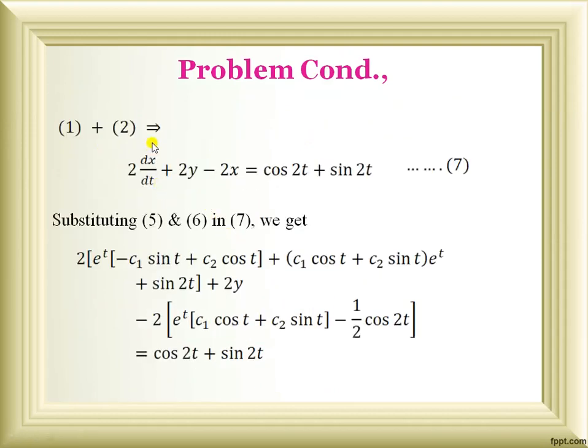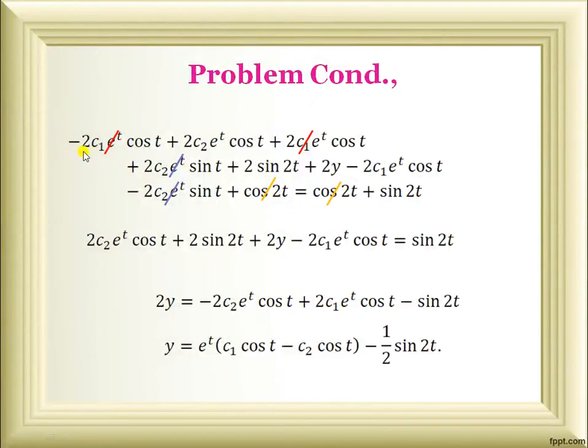Okay, I'm adding 1 and 2, that gives 2 times of Dx. Dx means dx by dt, plus 2y minus 2x is equal to the first equation RHS value cos 2t, second equation is sin 2t. This is our addition value of the given two equations. Now I'm replacing dx by dt as well as the x value in this particular equation. So 2 times of dx by dt is the whole values, plus 2y minus 2 times of the x value is the whole thing. Now I'm multiplying this 2 inside the dx by dt.